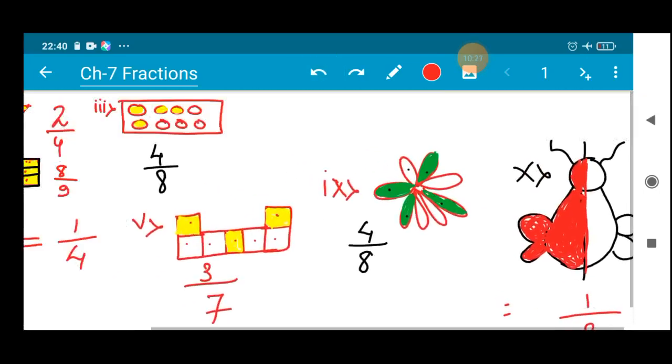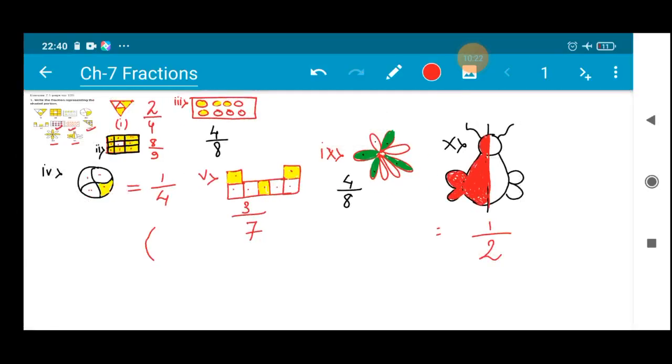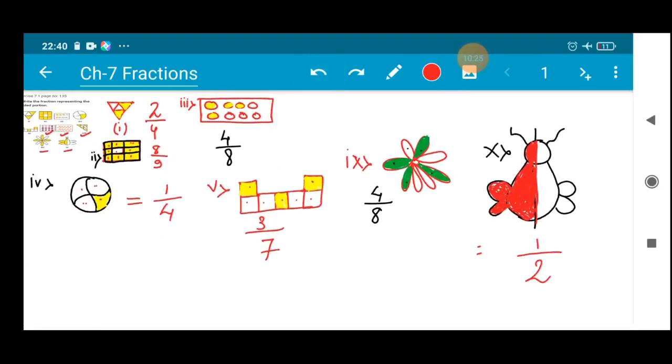Okay students, I hope you have understood this. The sums are very easy. The sums which we have done from exercise 7.1 question number 1 are very easy. You just have to note down what part is the shaded portion.